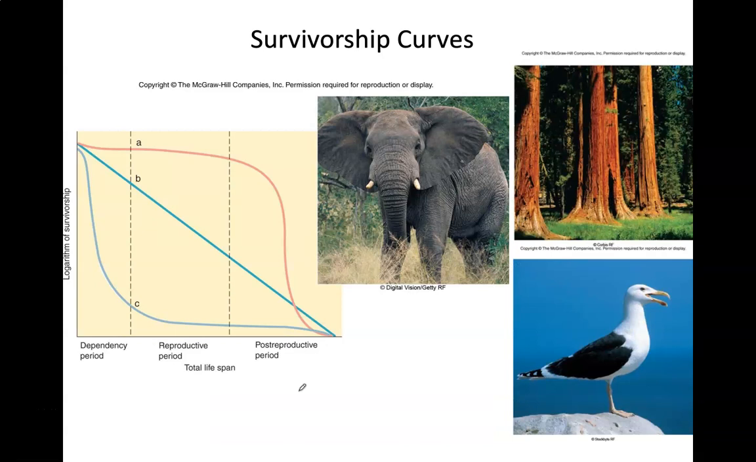So there is a continuum again, so you can actually put organisms in between these, but you can at least start to pull them towards one or the other of these three lines. So these survivorship curves, what you're looking at is the y-axis is, in this case, the logarithm of survivorship. But it doesn't matter if it's log or not.